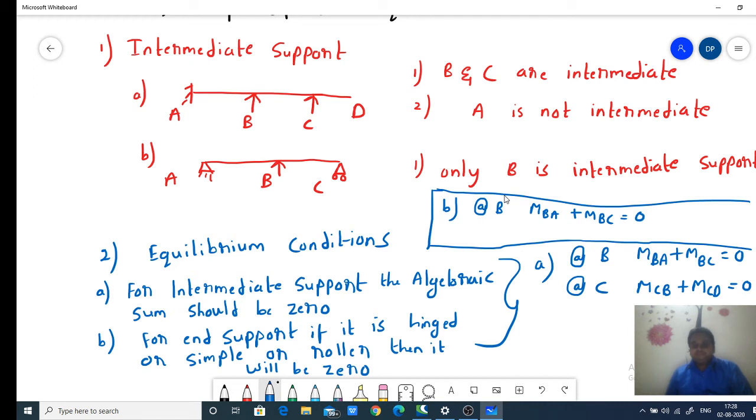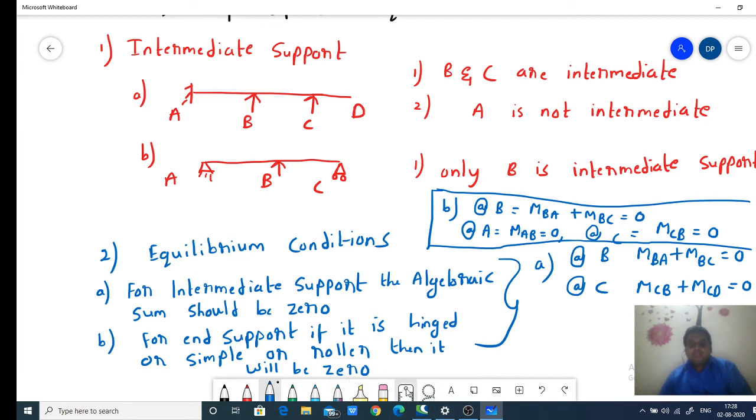And the second one is at A. At A, if I am writing, it will be MAB is equal to 0, right? And similarly, at C, MCB is equal to 0. As you know, with respect to the end supports, A is a hinge, so MAB is equal to 0, and C is a roller, so MCB is equal to 0, right?